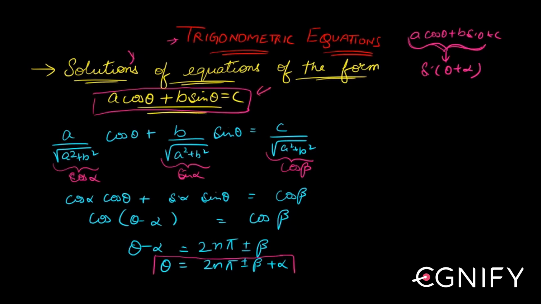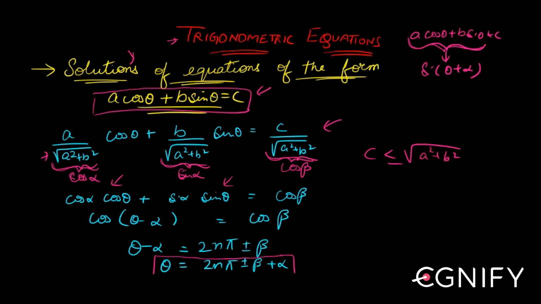What we will do is we'll divide with under root a square plus b square on both sides. We'll assume that the first term is cos alpha, the second term is sine alpha, right? So it will become cos alpha cos theta plus sine alpha sine theta term. We'll assume that this is my cos beta. Now remember, this will be cos beta only when your c is less than or equal to under root a square plus b square.